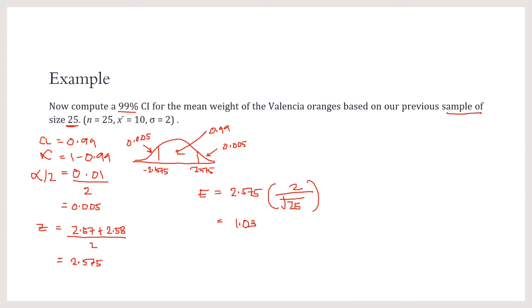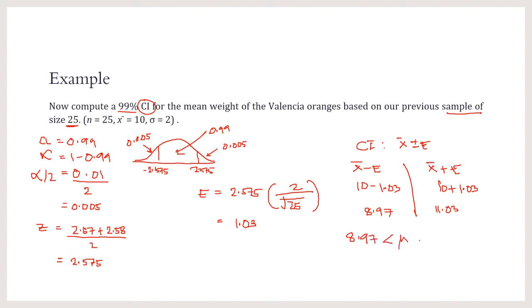Now again, we are going to solve for the CI, or the confidence interval. That is equivalent to x̄ plus or minus the margin of error. For the lower limit, we have 10 minus 1.03, and the other one is plus the margin of error, 10 plus 1.03. So 10 minus 1.03 is 8.97, and the other one is 11.03. Meaning our confidence interval is 8.97 until 11.03. This is now the answer for our problem at 99% confidence level.